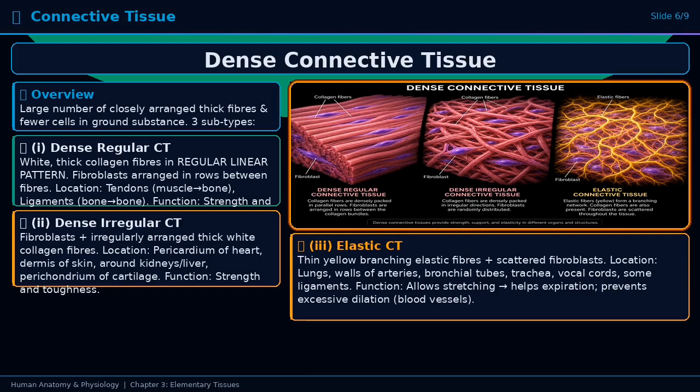and toughness to tendons and ligaments. Dense irregular connective tissue, irregularly arranged thick white collagen fibers, found in the pericardium of the heart, dermis of skin, and around kidneys and liver, provides strength and toughness to organs. Elastic connective tissue, a network of thin, yellow, branching elastic fibers with scattered fibroblasts, found in lungs, walls of arteries, bronchial tubes, trachea, and vocal cords, allows stretching and helps in expiration.